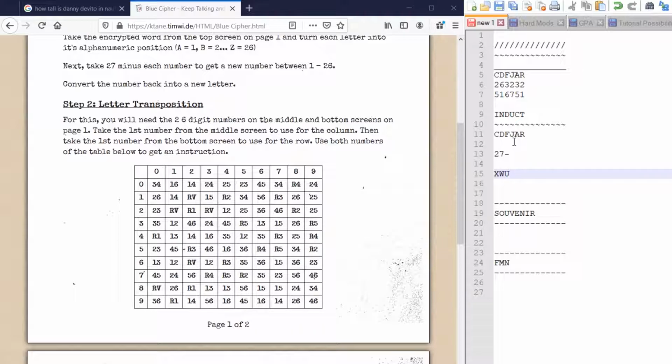27 minus 10 will give us 16. 16th letter is a Papa. No, 17. 27 minus 10 is 17, giving us Quebec. 27 minus Alpha is 26, giving us a Zulu. 27 minus 18 is 9, giving us an India.